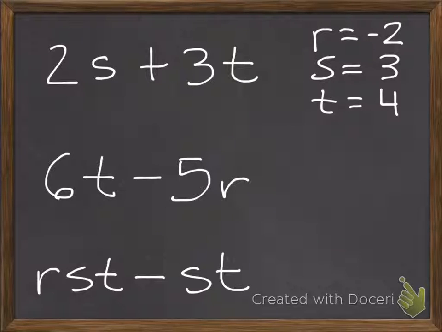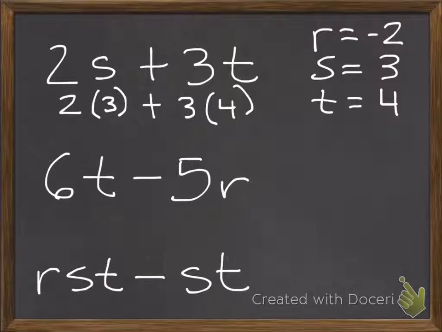The next section, we're asked to evaluate the expression. So it gives us an expression with variables here. We need to plug in the variables first, and then we need to solve the expression. So 2s plus 3t. S is 3, t is 4. So it's 2 times 3 plus 3 times 4. Order of operations says we multiply first. So we have 2 times 3 is 6. Plus 3 times 4 is 12, which gives us 18.